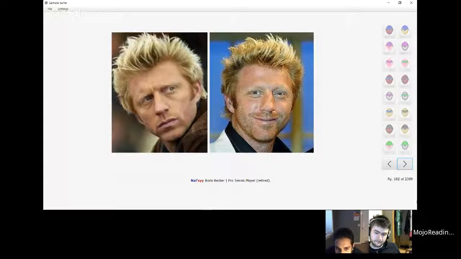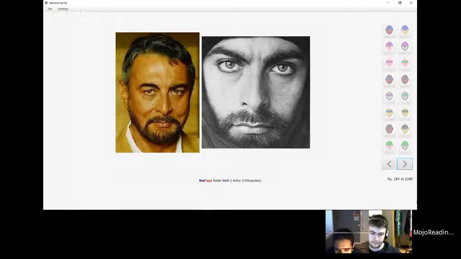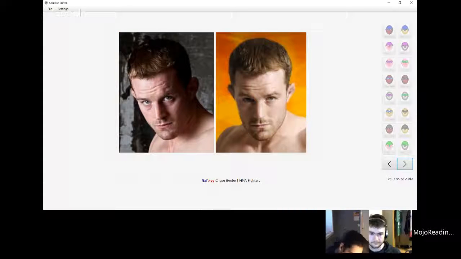Cool, coach. Thank you. Naiji Boris Becker. Naiji Jerry Beckley. Naiji Kabir Bedi. Kabir, I think. Naiji Chase Beebe. He looks interesting. I don't know. It's pretty steely, but I think he's a Naiji. I can look at him though. Okay. Cool. And again, it may be the still photos. He does a lot with his eyes, so it doesn't come through. Have to see video. Interesting.